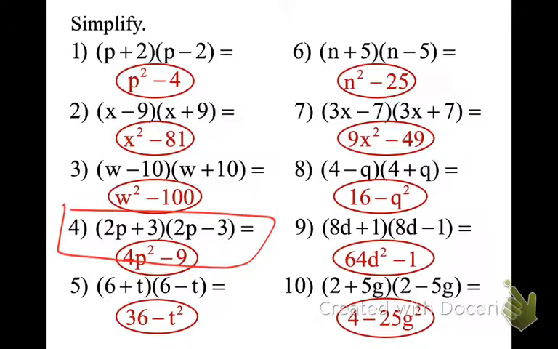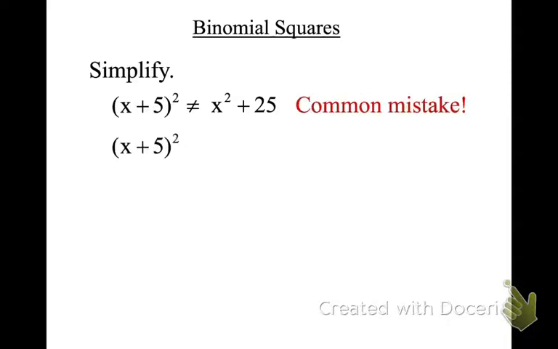Okay, so the next thing we're going to do. So the first one was called what? A difference of squares. Now the next one is called a binomial square. Does that mean I square x and I square 5? No. That's what we did yesterday. And remember, when we square a binomial, we'll get a trinomial. Remember, what this means is the quantity of x plus 5 times the quantity of x plus 5.